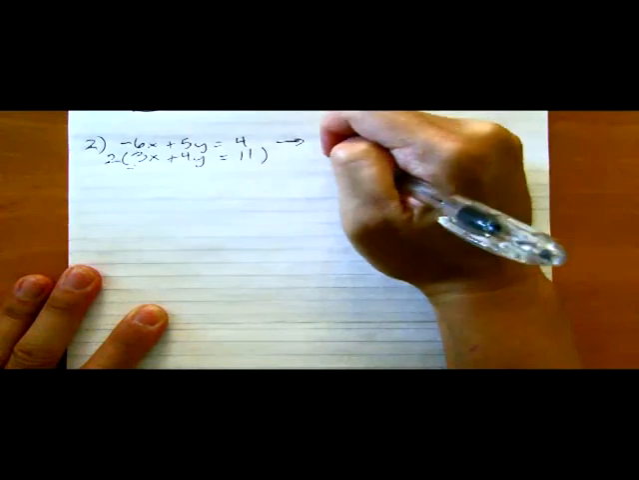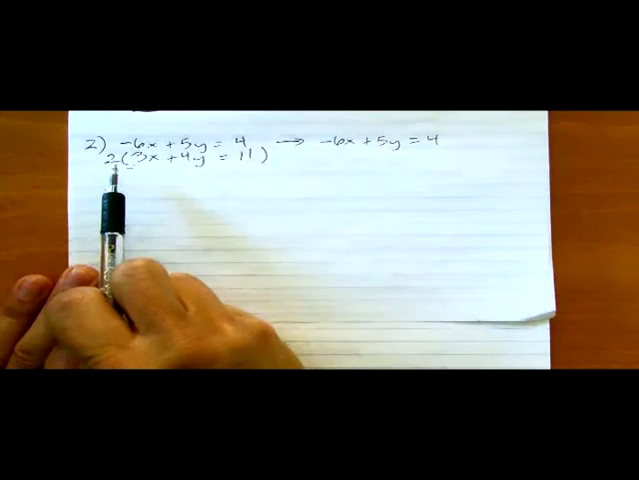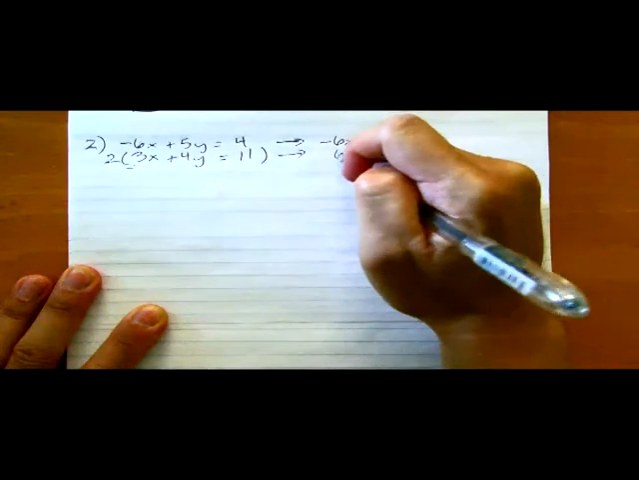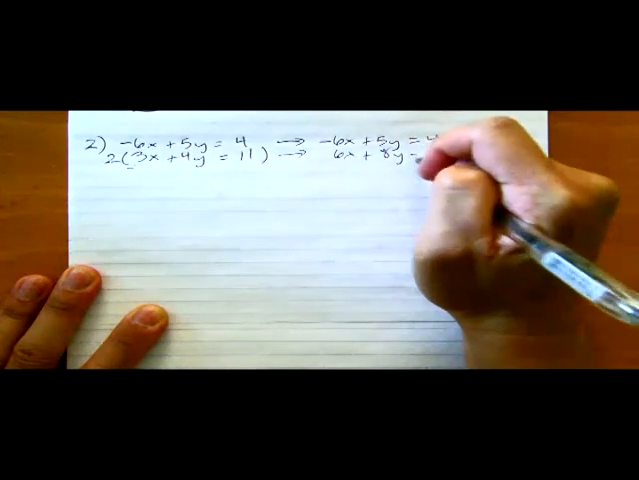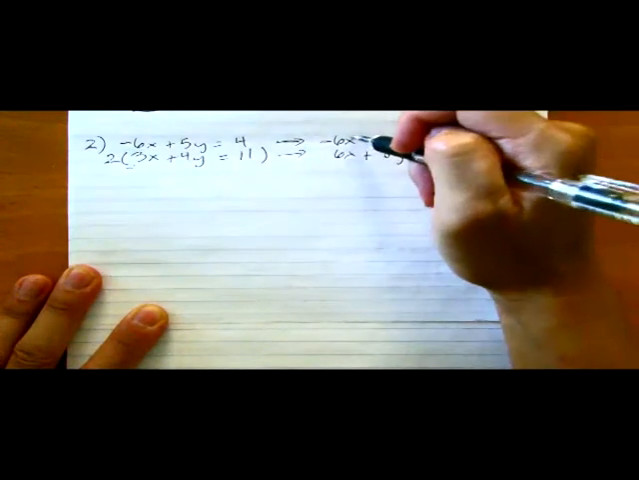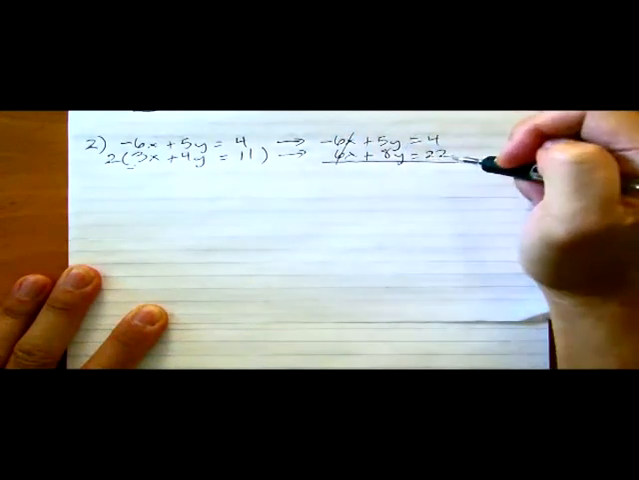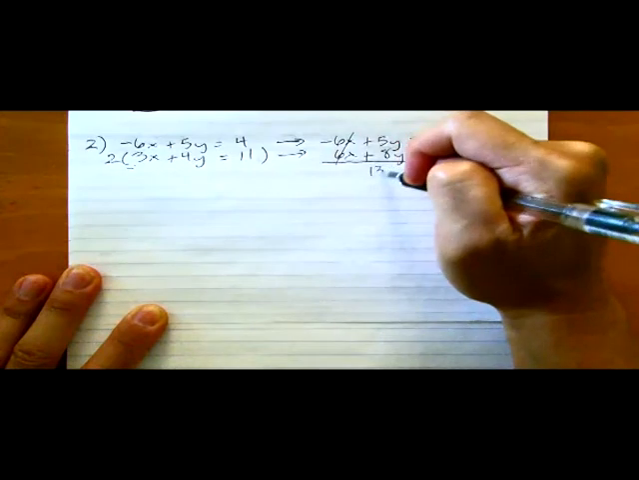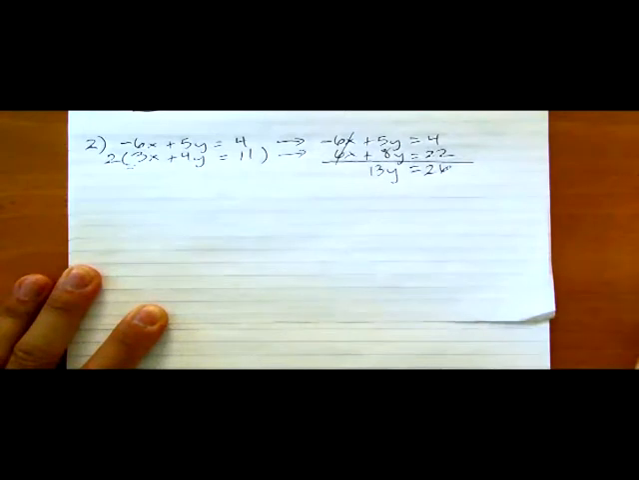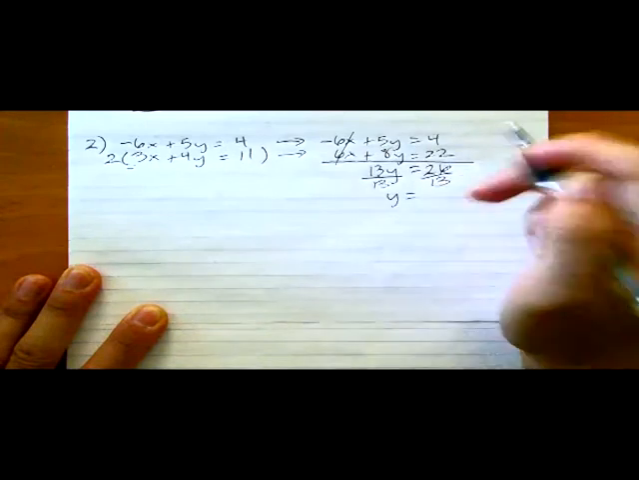So the top equation will stay the same. -6x plus 5y equals 4. This bottom, if I multiply everything by 2, that'll give me 6x plus 8y equals 22. Now, if I add this column together, the x's will cancel because the 6 and -6, they're opposites. I just add the rest of the columns. So this will give me 13y equals 26. Now that we have only one variable, we can solve for the variable. Divide both sides by 13, so y equals 2.